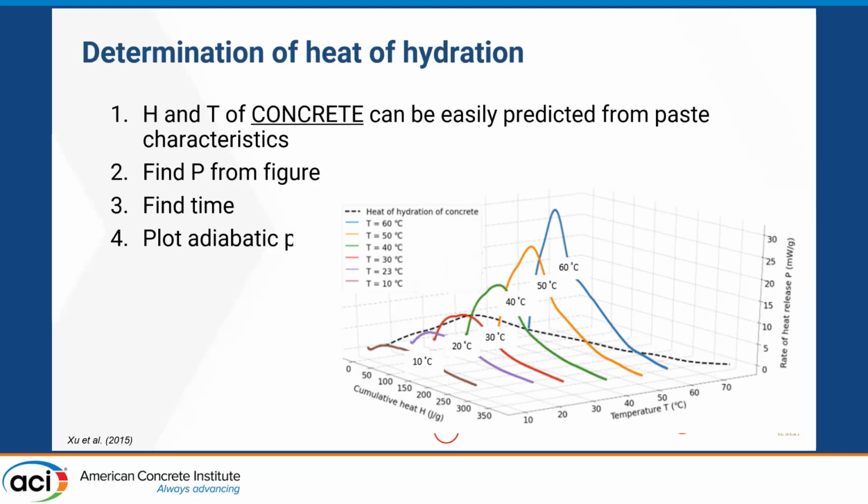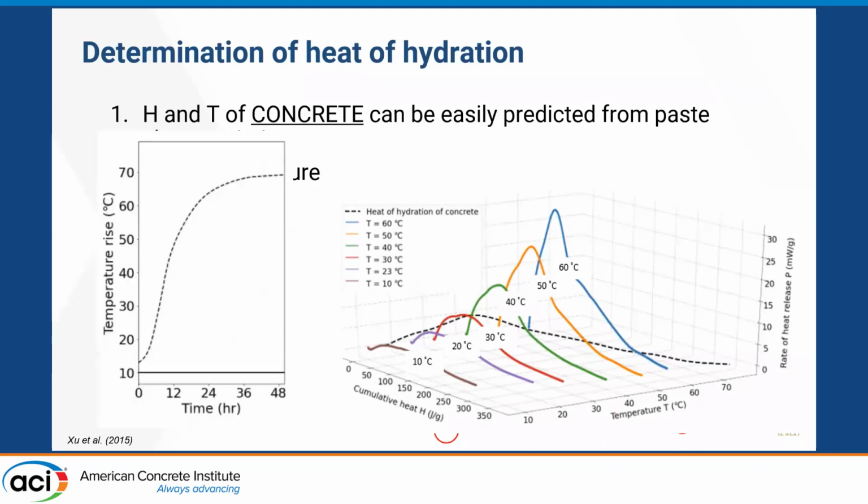From some more data processing, and some differential relationships between the cumulative heat and the rate of heat release, I could find time. And finally, I could plot any of the information in these three axes with respect to the time that I found. And this figure here is showing the adiabatic temperature rise of the concrete.